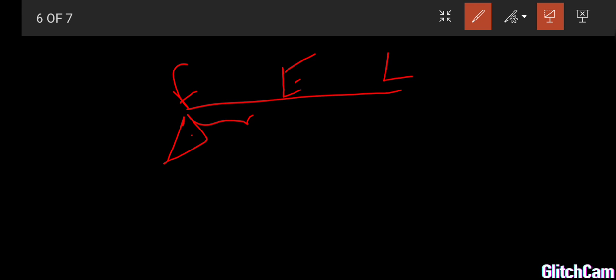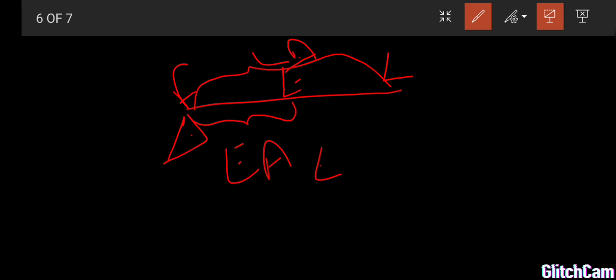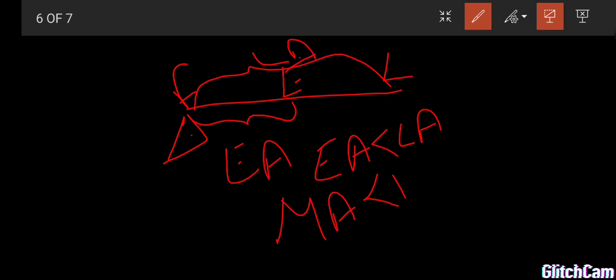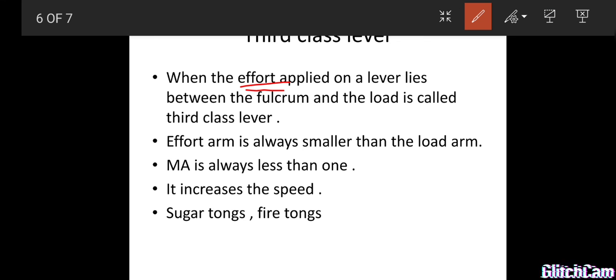If we calculate the distance between the effort and the fulcrum, it is called the effort arm, and the distance between the fulcrum and the load is called the load arm. From this diagram it is clear that the effort arm is shorter than the load arm. If the effort arm is shorter, the mechanical advantage is also less than 1. So the effort arm is always smaller than the load arm, the mechanical advantage is less than 1, and it increases the speed. Examples: sugar tongs and fire tongs. These two are examples of a third class lever.